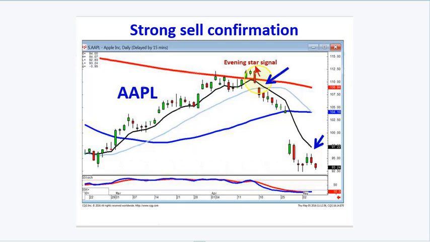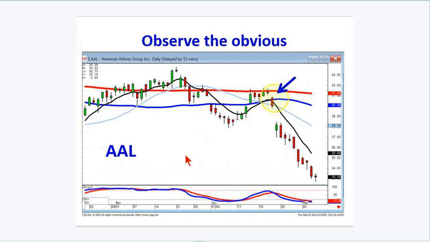Not because of this alone, but the fact that where did it occur? Right there at a level that everybody was watching. If I see a doji failing at this level and they're gapping it down, what's it telling me about the 200? That's where everybody was deciding to sell and getting out of that position.